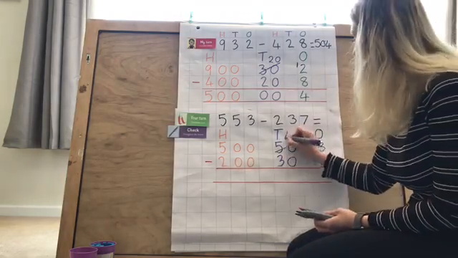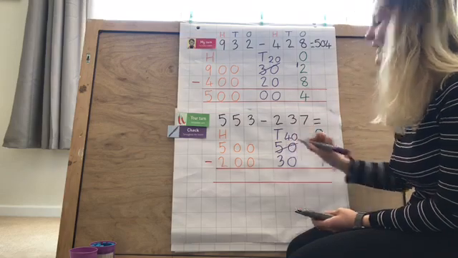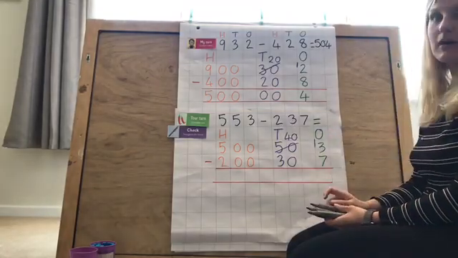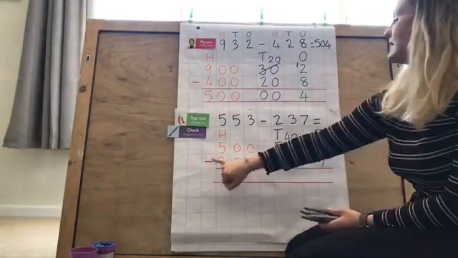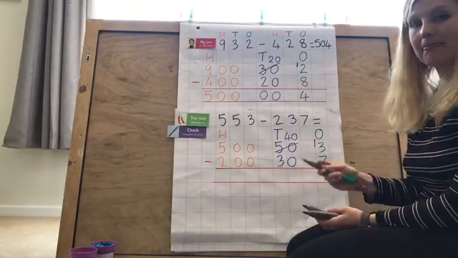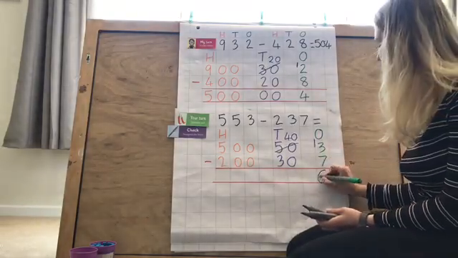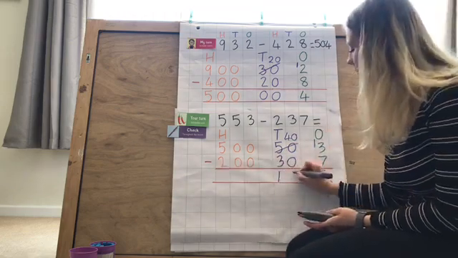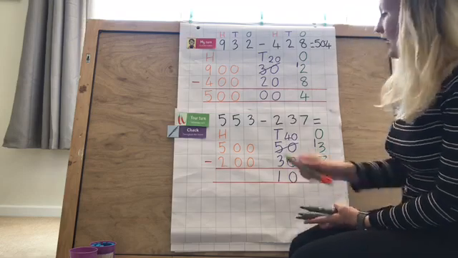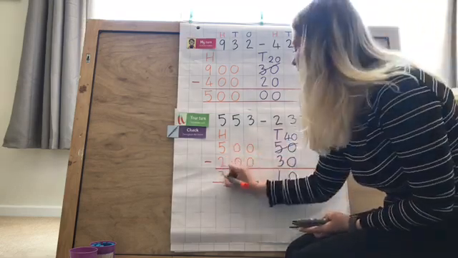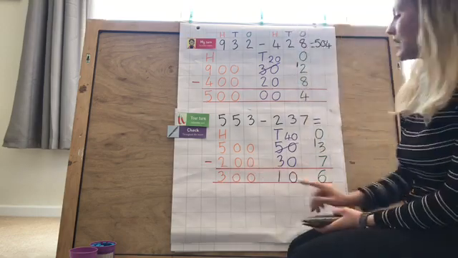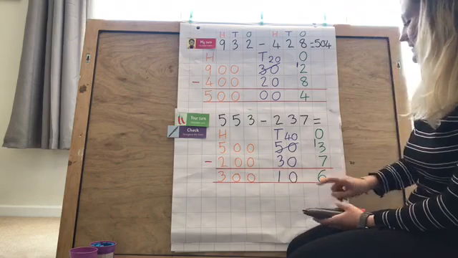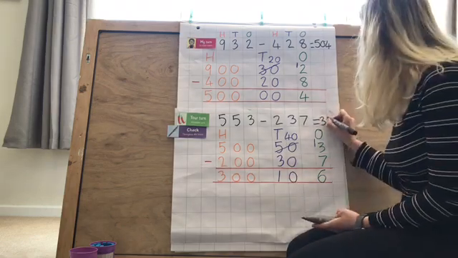Well done, I borrow it from the tens, which makes that 50 into a 40, and my 10 that I borrowed goes over here onto my ones. Now I've got 13 take away 7. Well done, that is 6. Then I've got 40 take away 30, which leaves me with 10. 500 take away 200 equals 300. And when I put my number back together, I've got 316. So that is my answer, 316.